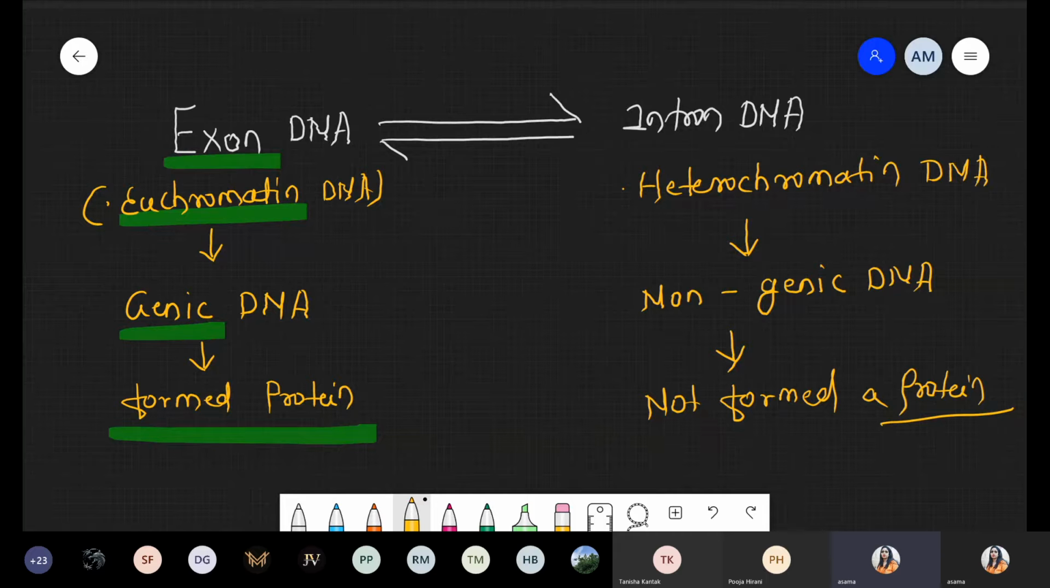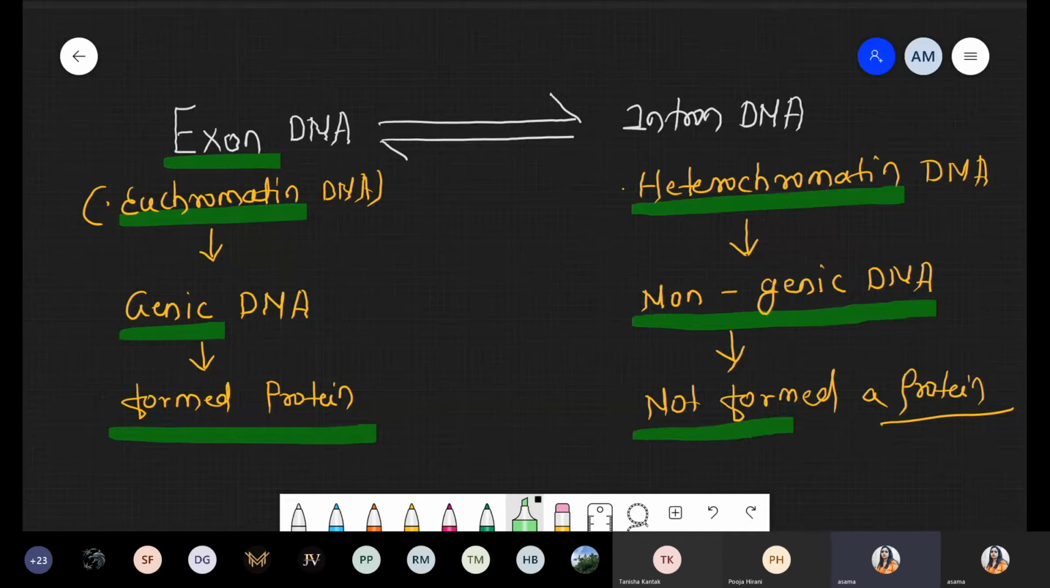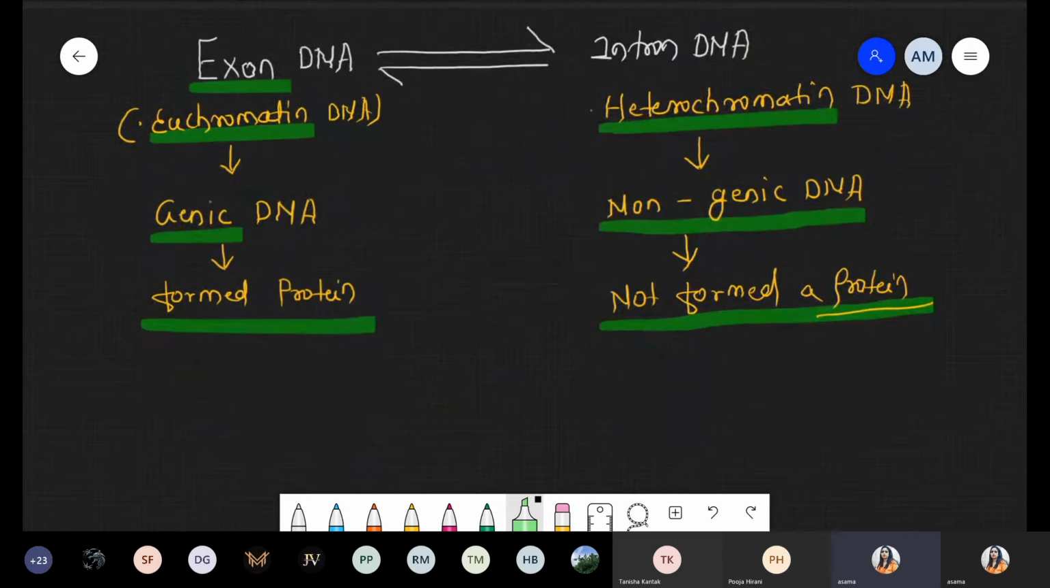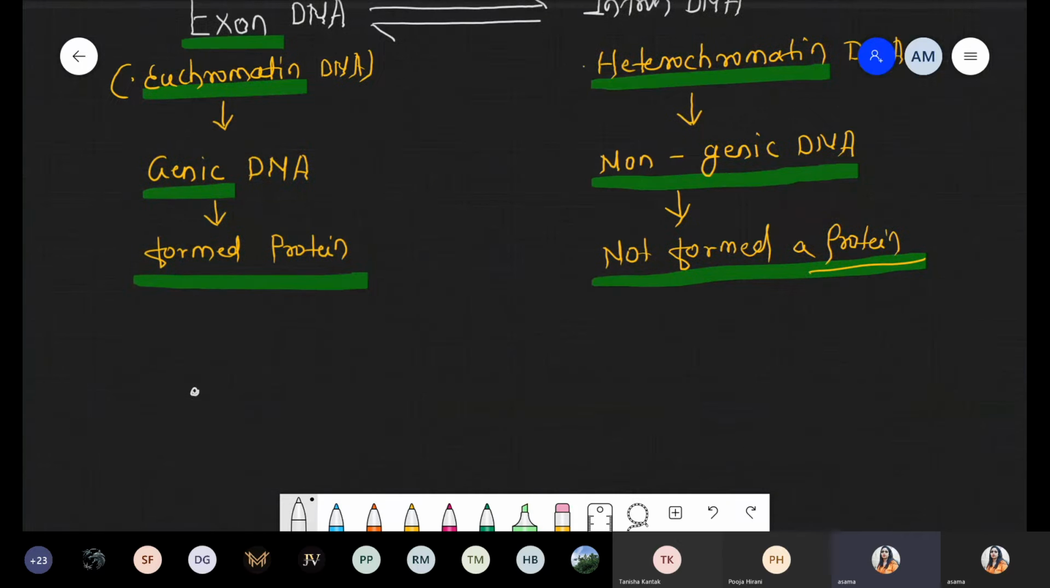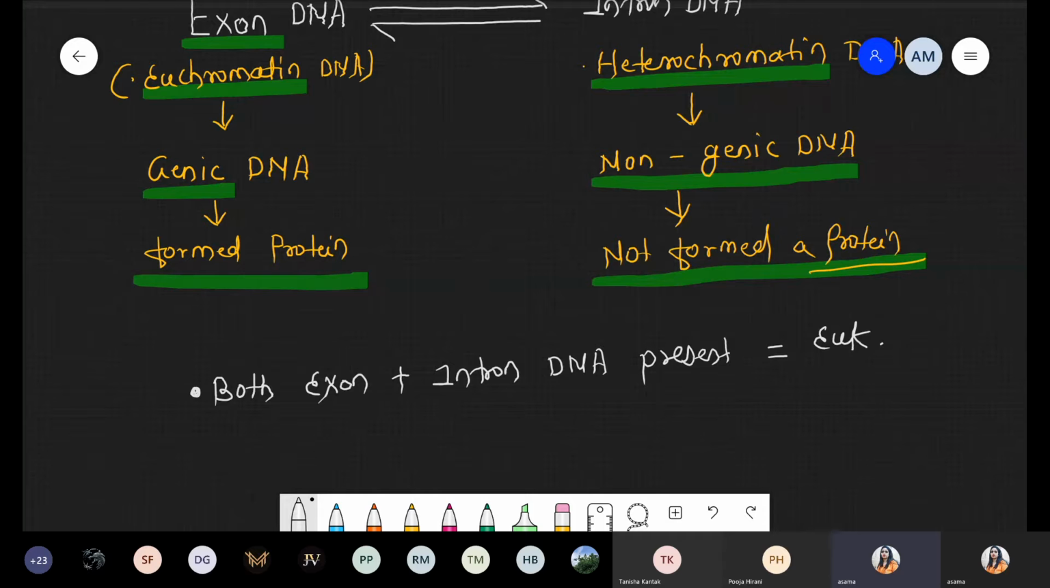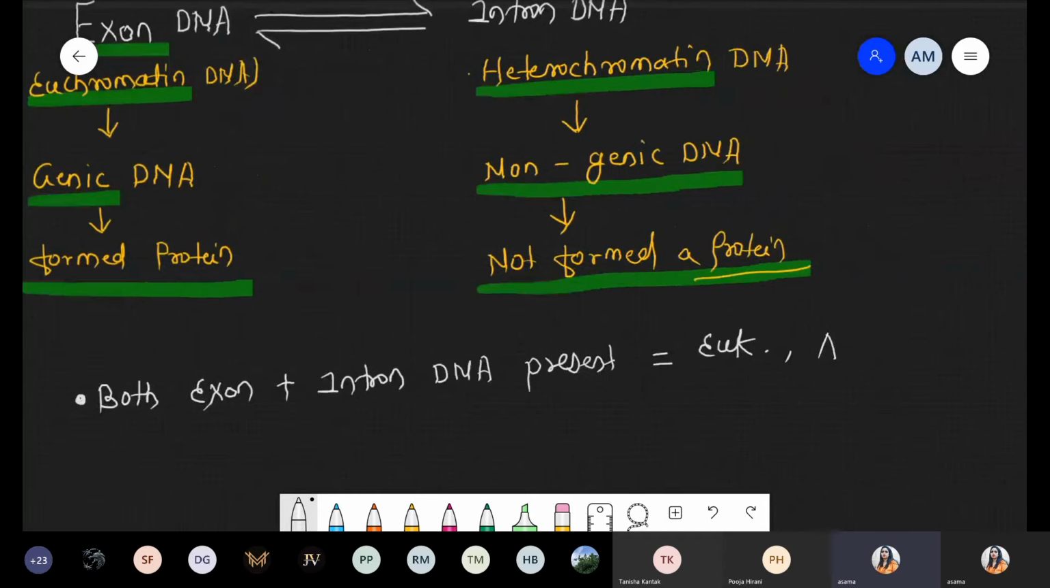Got it? So intron DNA, the alternate name is the heterochromatin form of DNA, also called the non-genic form of DNA, which does not form a protein. Both exon and intron types of DNA, that is genic and non-genic DNA, are present in the eukaryotic system. They are present in eukaryotic cells as well as in archaebacteria.